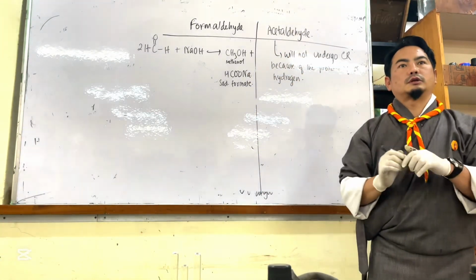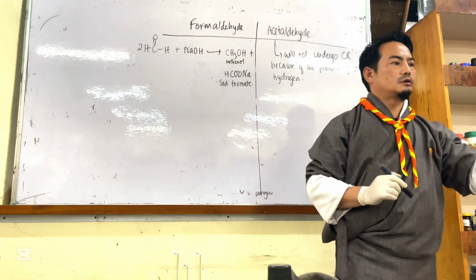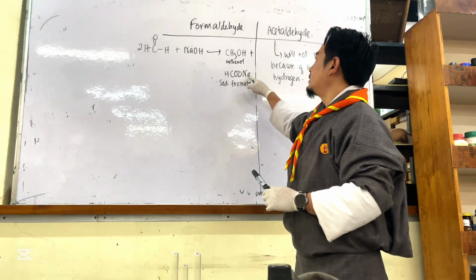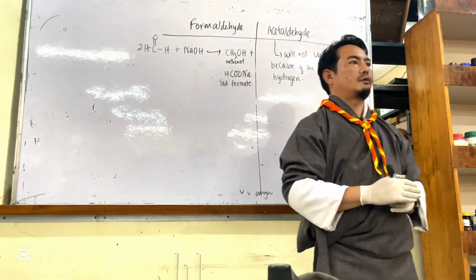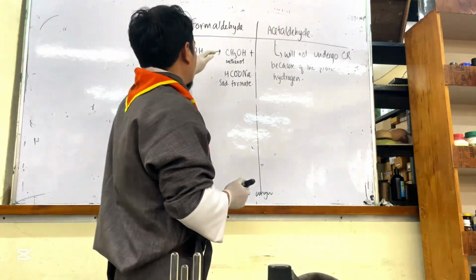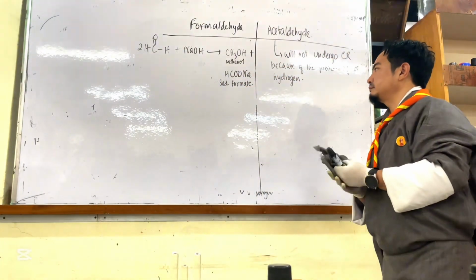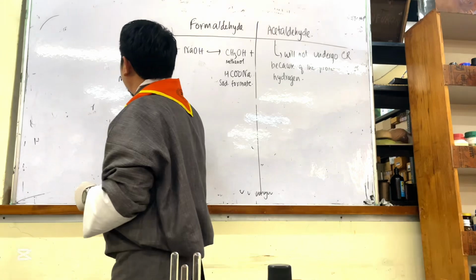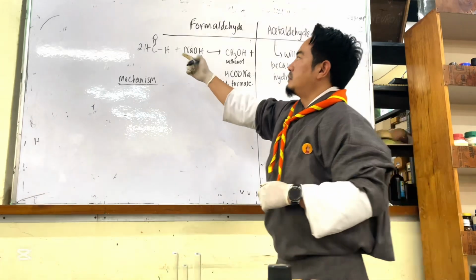So in our definition, I have written that the product formed is alcohol and carboxylic acid or salt of carboxylic acid. So I have written here, this is the salt of carboxylic acid, which is known as sodium formate. Okay. So we will look into the mechanism of how this methanol and sodium formate is formed. You have written this one reaction. In the meantime, I'll write here the mechanism. How does it happen?